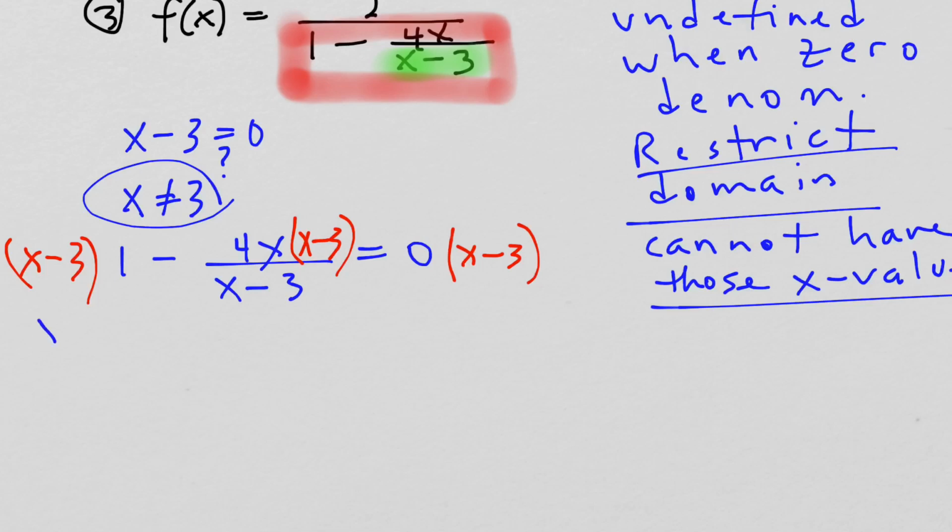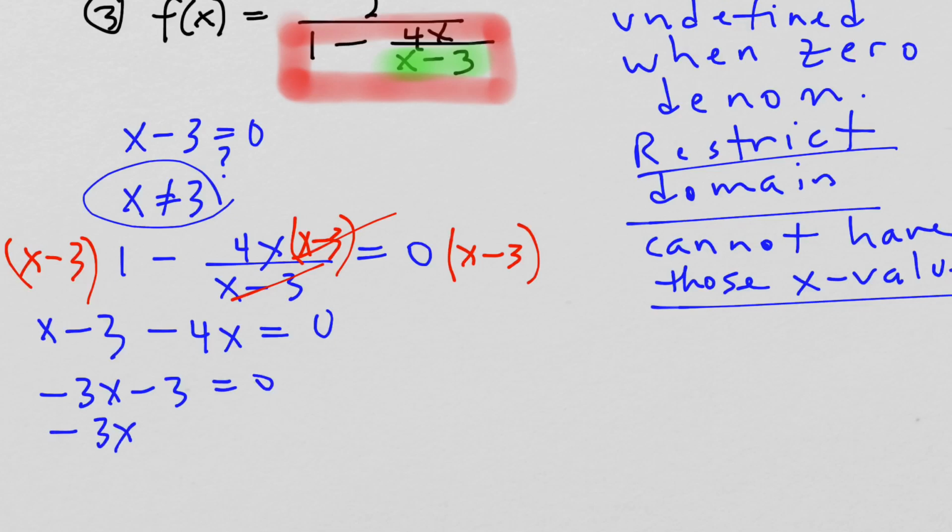So I've got 1 times x minus 3. Okay, these cancel out, which was our objective. So that's minus 4x. And then I've got 0 times x minus 3, which is 0. x minus 4x is negative 3x. So negative 3x is equal to 3. So x is equal to -1. Okay, so x cannot be -1, or you're going to end up with a 0 in the red part, the larger fraction.